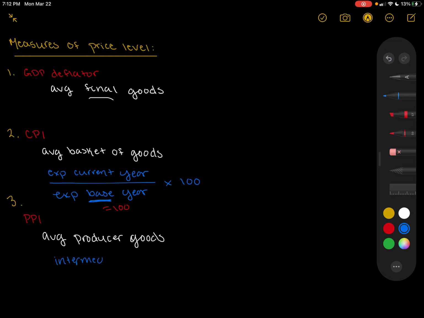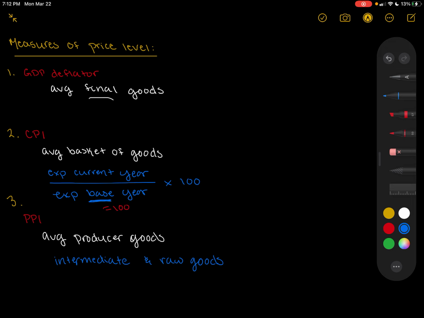And so what this allows us to do is consider that if there's an increase in intermediate and raw goods, we could also expect an increase in the price of the final goods, right? Because manufacturers who have to pay more for their inputs are likely to charge more for their output as well. So this allows us to compare the relationship between price levels across goods and across industries potentially.